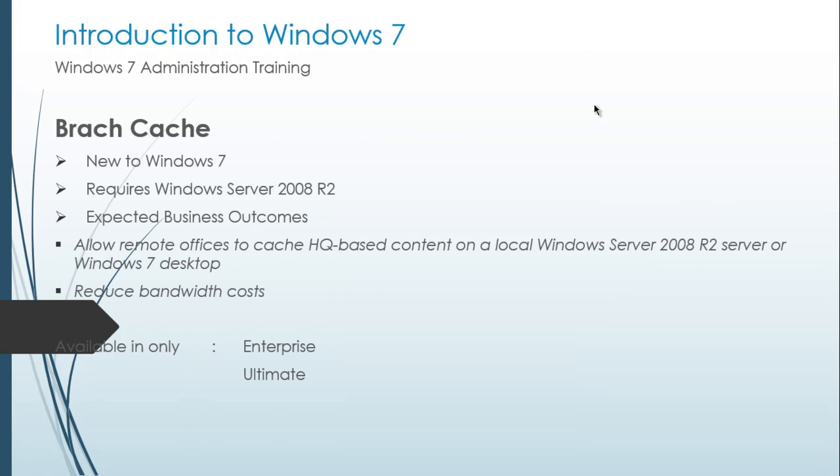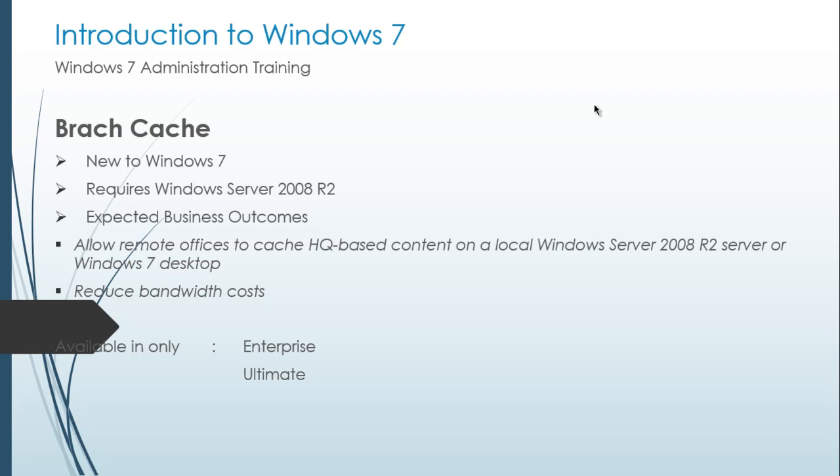Another advantage, we can say an improvement in Windows 7, is the option called BranchCache. BranchCache is new to Windows 7. It's a feature that was not present in previous Windows versions, and this requires Windows Server 2008 R2.